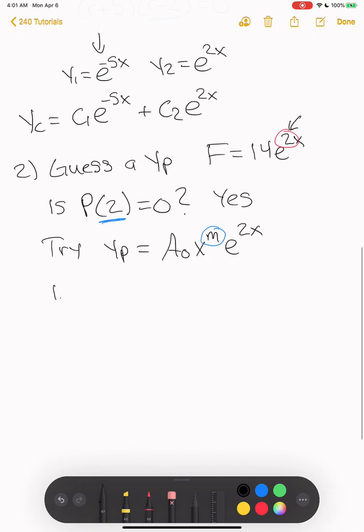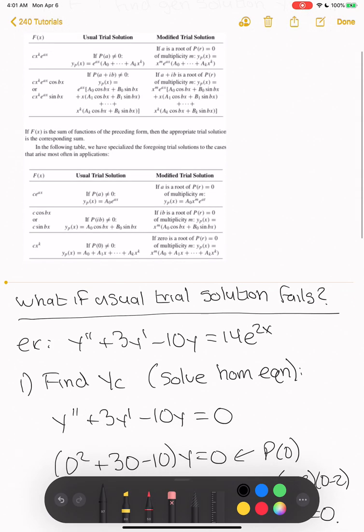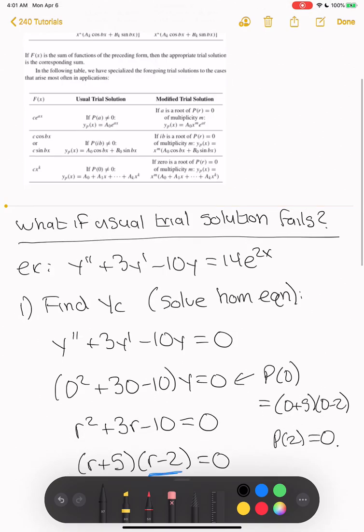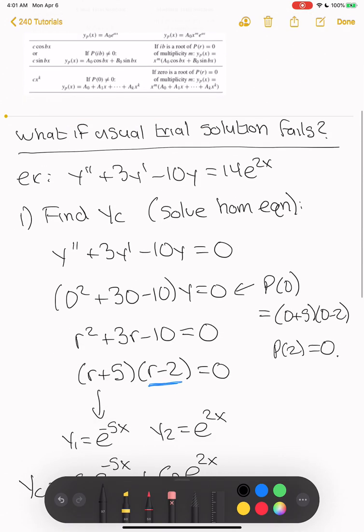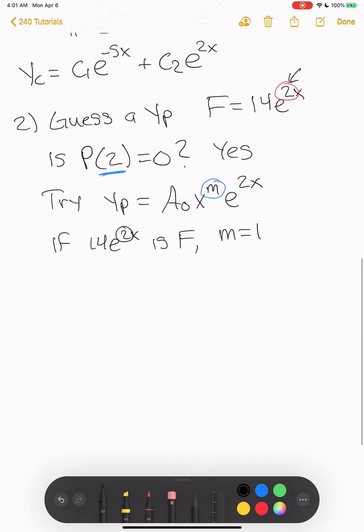So if you have 14e to the 2x as f, then you have this 2 show up one more time, so m is equal to 1. They did a horrible job of explaining that in the thing here, because when you think of multiplicity, you think, hey, it shows up twice. I need to put a 2 there, but you don't. You put a 1, and I'll try to relate that back in a second.